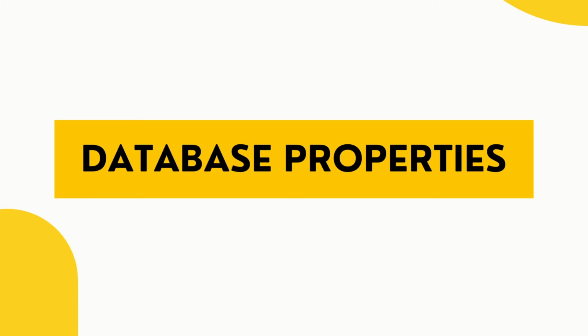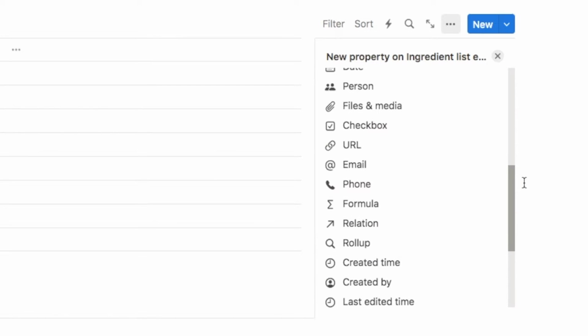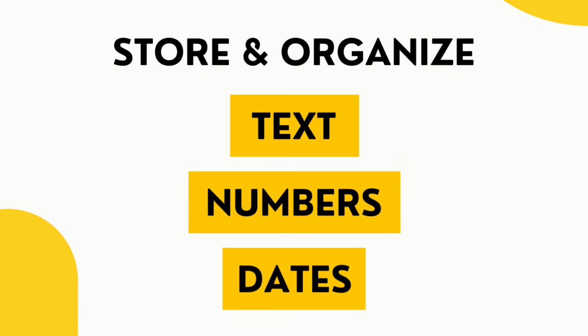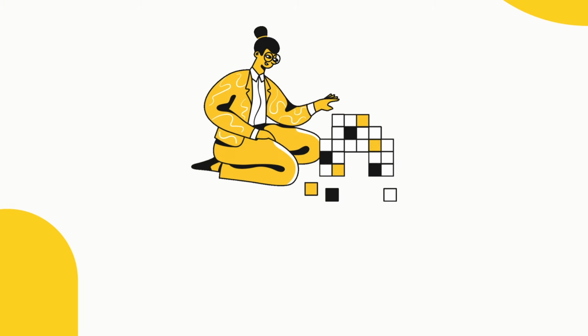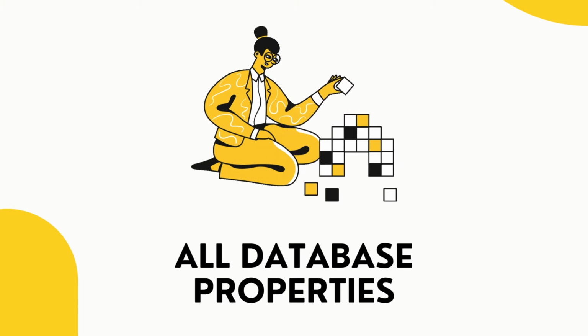Next, let's talk about database properties. So you can add a range of different properties to a database, which allows you to store and organize different types of information like text, numbers, dates, and more. Let's build a database together as an example, and I'll show you all of the different properties that you can add to your databases. So let's build a recipe database as an example.